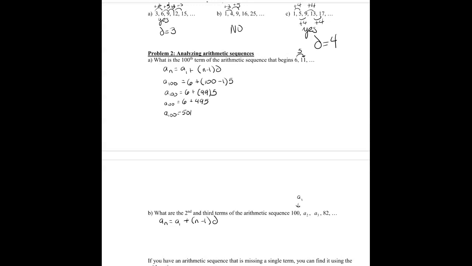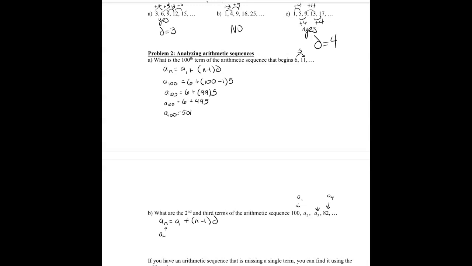So, well, it's probably helpful to identify what a sub 1 is. A sub 1 is 100. A sub 2 is just that spot right there. A sub 3 is just that term right there. And then finally, the only other number that I have is a sub 4. So, in order to find what d is, I'm going to have to use that a sub 4. So, that's going to go in with my n.